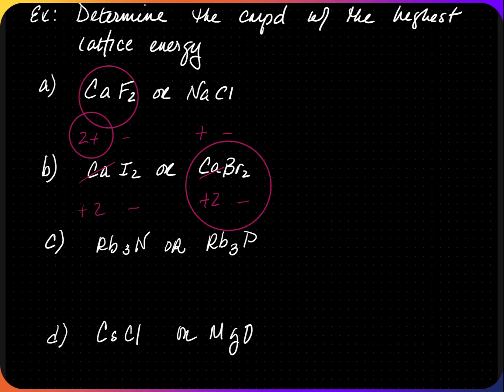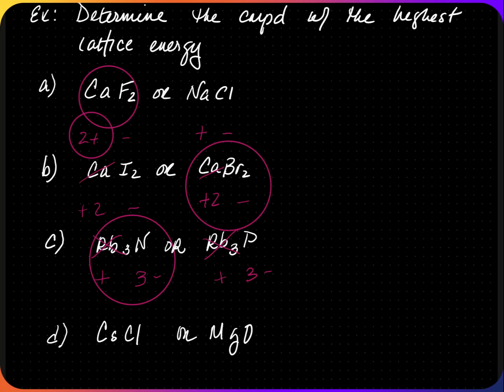So here we have rubidium nitride and rubidium phosphide. Rubidium has a charge of plus 1, nitrogen is a 3 minus, rubidium again has a plus 1, phosphorus has a charge of 3 minus. We could ignore the rubidium because they're the same in both, so they're going to have the same radius as an ion. So we need to look at the anion. Nitrogen and phosphorus are in the same family. As I go down the periodic table, the ion gets larger. Nitrogen is the smaller ion. Rb3N is the smaller compound, so it will have the highest lattice energy.